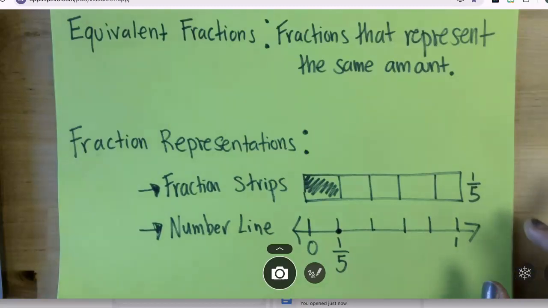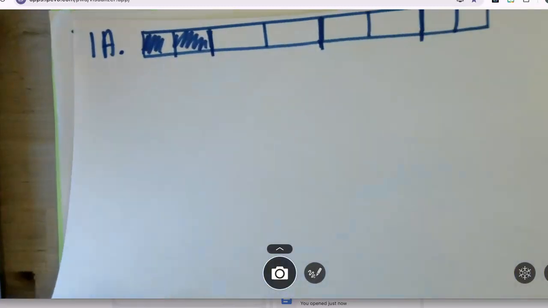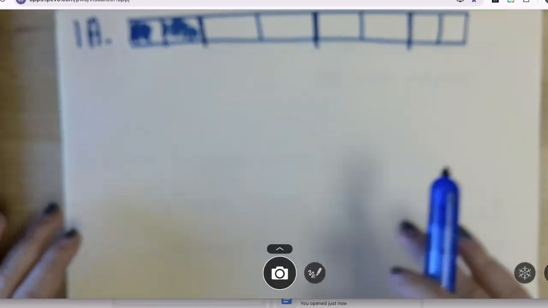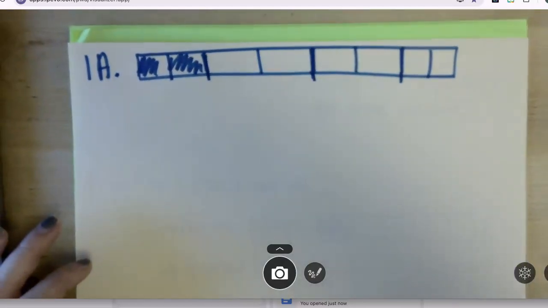So let's get into it. This is problem 1A on your problem set. We're going to do this example together, and then you can go through 1A through D after this example, and then pause this video and we will go over the number lines.